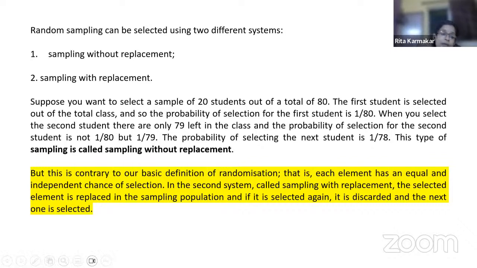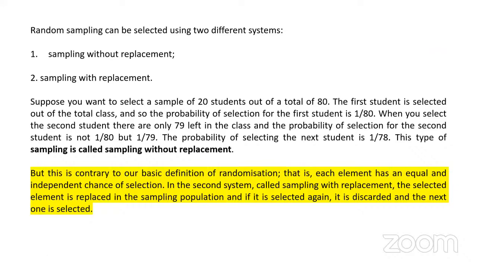Then what is the problem? Let me tell you, this is something we mostly use in our research work. If you are the second person and you are selected, then you will be out of that box because you are already selected. We generally do this in our research work. But what is the problem behind doing this?